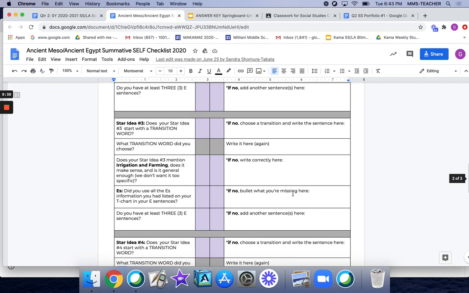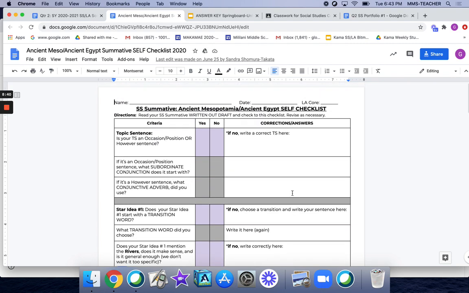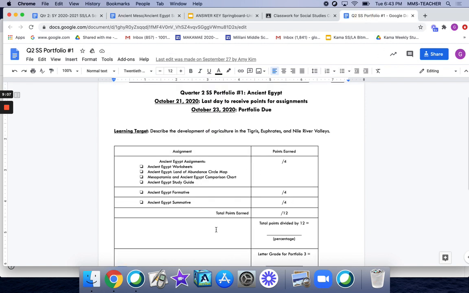You will need to complete this self-checklist completely and honestly. That's to help make sure that your social studies summative is great, that it's awesome, that it's fantastic, that it entails everything that you need when you write your step up to writing. Okay? So do your best. Remember, this is the last requirement in this social studies portfolio. So you want to do your best on this summative.